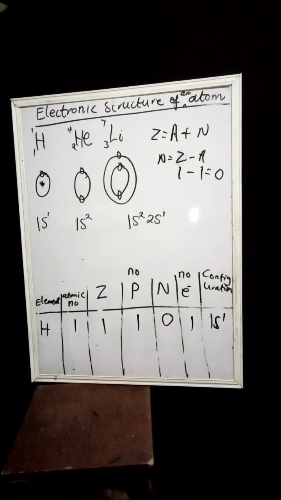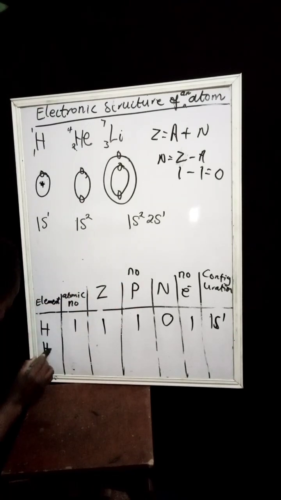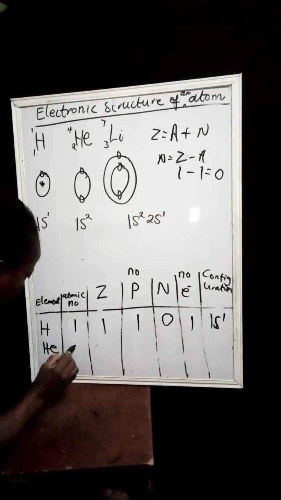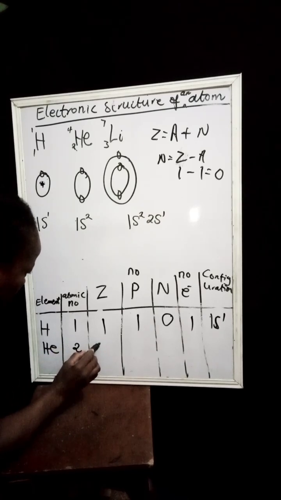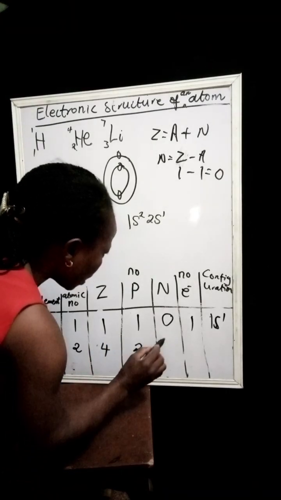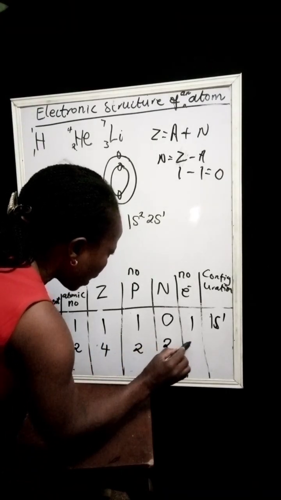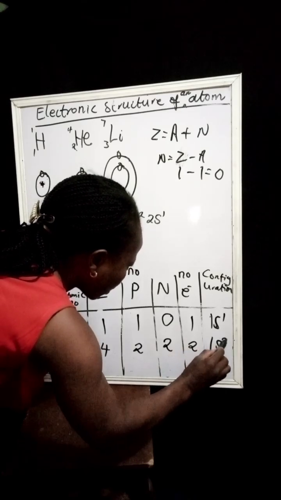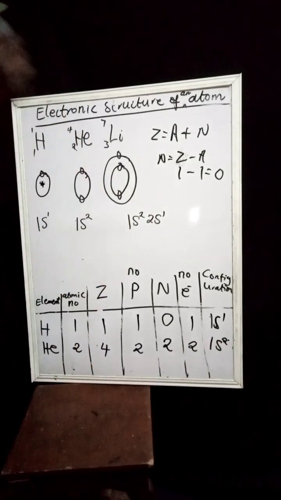So let's fill the column for helium. Helium, we have He is equal to what? The atomic number is 2, the mass number is 4, proton number is 2, neutron number is 2, electron number is 2. Electronic configuration is that.